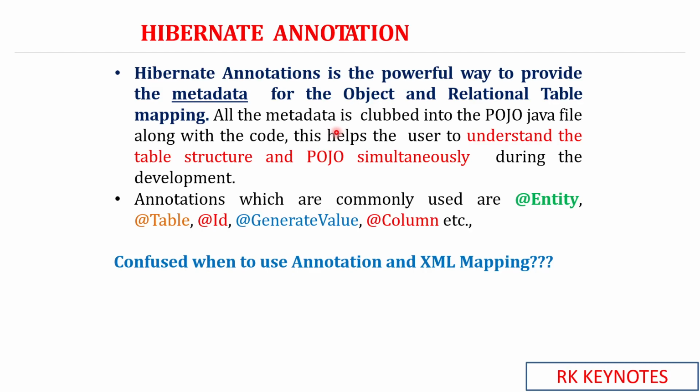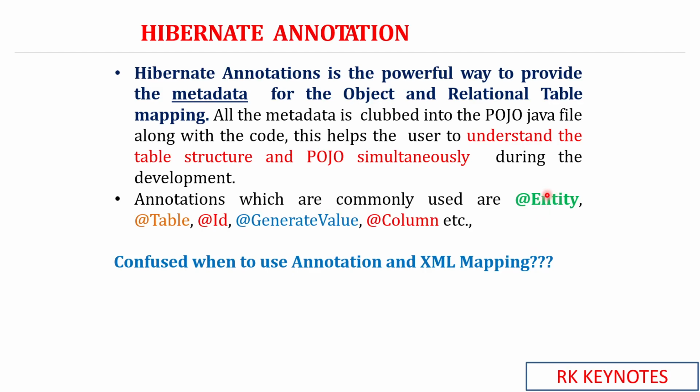So now what we're going to do is map the column names of a table in the Pojo class itself. So the developer can understand both things, the table structure and also the Pojo class variables, simultaneously. All right. So we're going to use these five annotations.